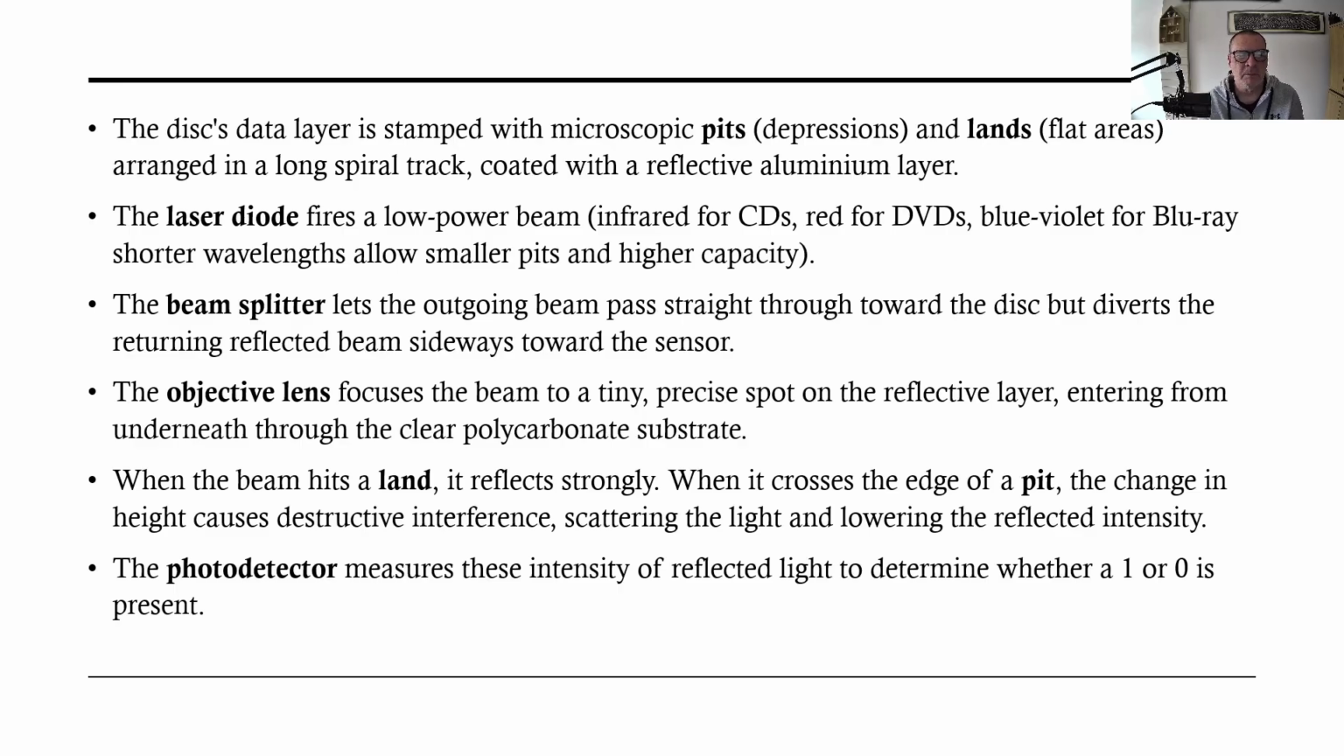So there are different methods of making these disks depending on the particular type of disk. But let's take CD-ROM for example. Now CD-ROM, the disk itself is stamped and has extremely small microscopic pits. These are the depressions, and the land, which is flat areas. And this is arranged in a spiral track on the disk, and it's coated. The disk is coated with a reflective aluminium layer. So the diode fires a low-powered beam with different frequencies.